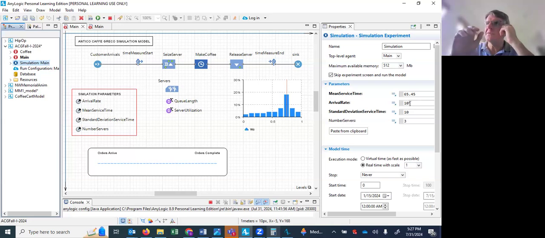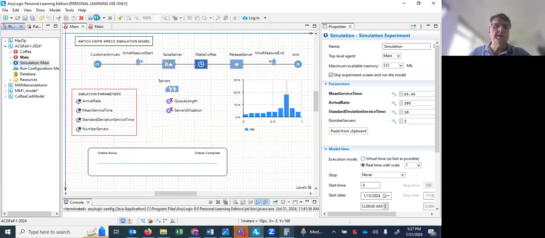So in the base case, we have pooled orders coming in at the rate of 105 per hour. The baristas, there are 3 of them. They each serve at the rate of 55 per hour. That's a mean of 65.45 seconds per coffee per order, with a standard deviation of 10 seconds. So we'll run that. And I'm going to run it twice.